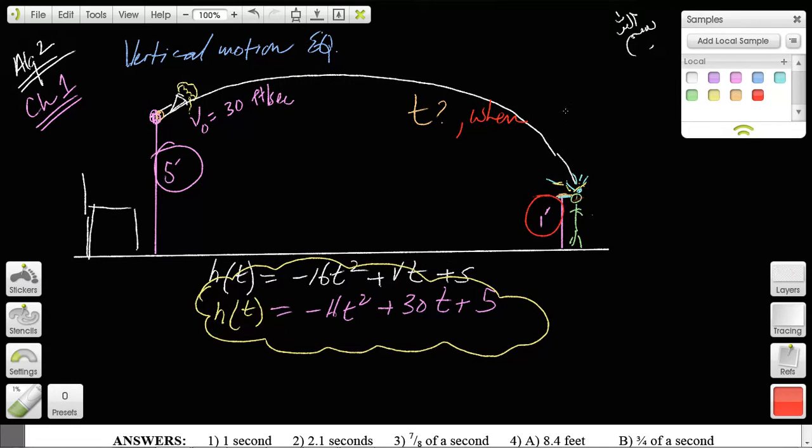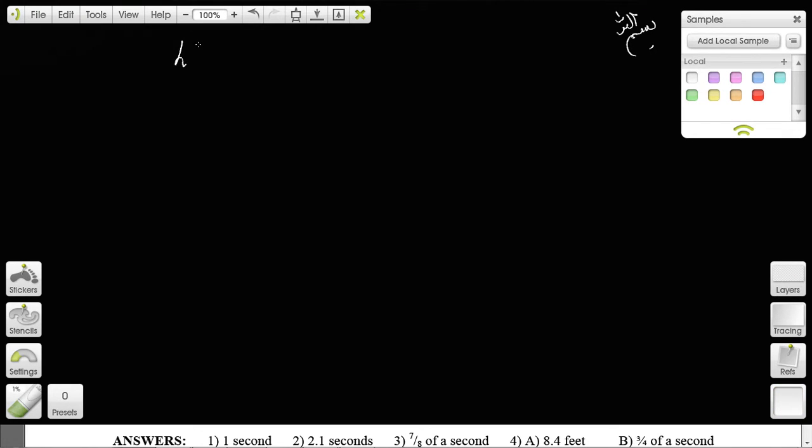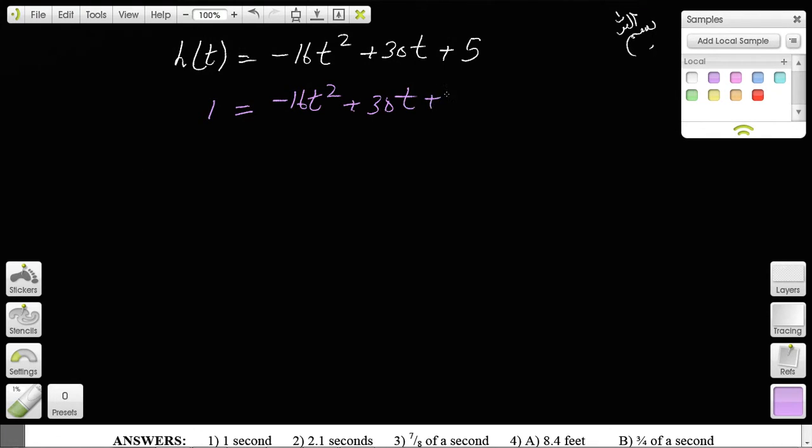When the height is 1 foot. When h of t, the height, is 1 foot. So we want to solve this equation when the height is 1 foot. So we have to set that up. The vertical motion equation for the ice cream cone flying across the room, assuming mother's not there, is this. Then we are asked to find the time it takes for it to reach 1 foot of height. So this is what we have to set up, and now we have to solve this for t.